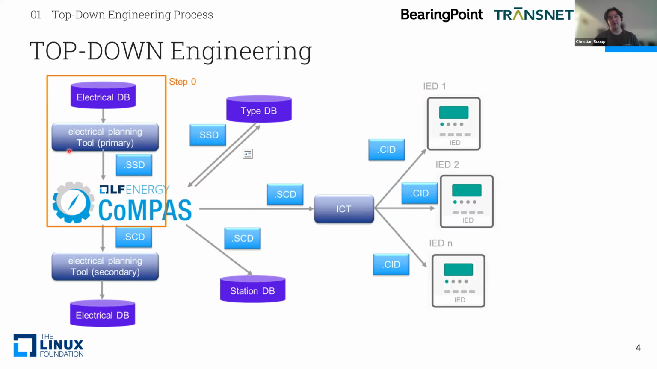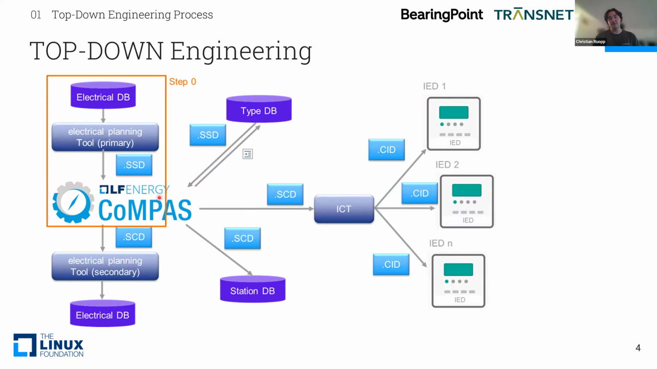All this electrical planning with the primary equipment gets compressed into one SSD file, which then gets imported into our CoMPAS environment and then gets enriched with another SSD file, which contains our types from our database that we have already created and defined. So data models, functions, and so on. Everything that I did previously, I also can import again and use again, or create newly in the CoMPAS environment if I don't have anything in the database already.